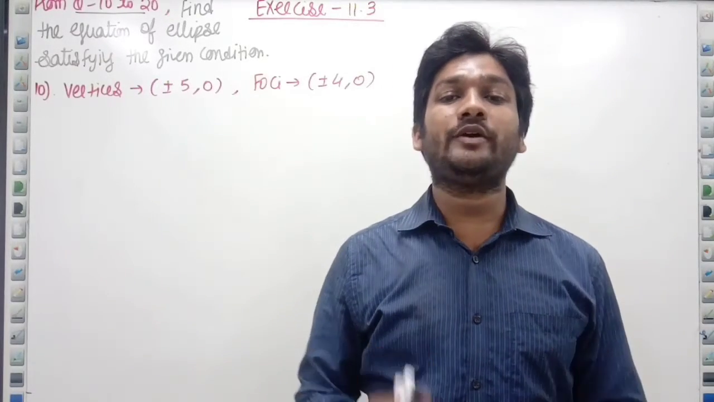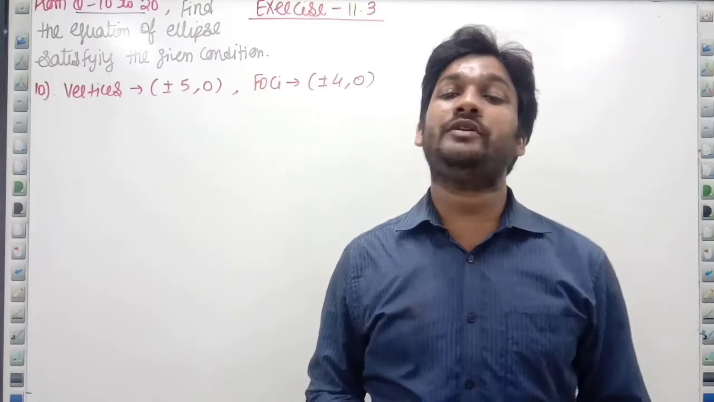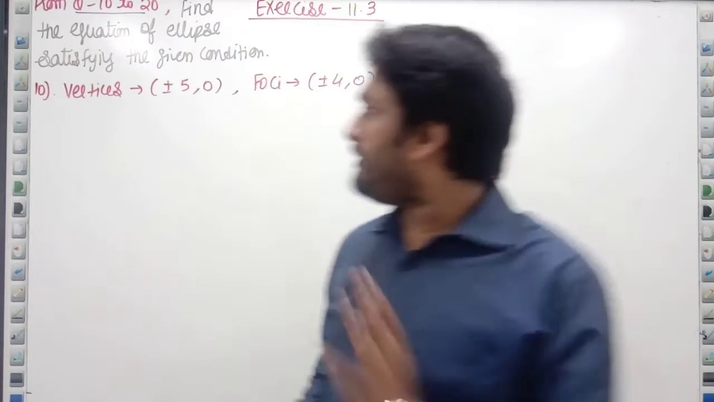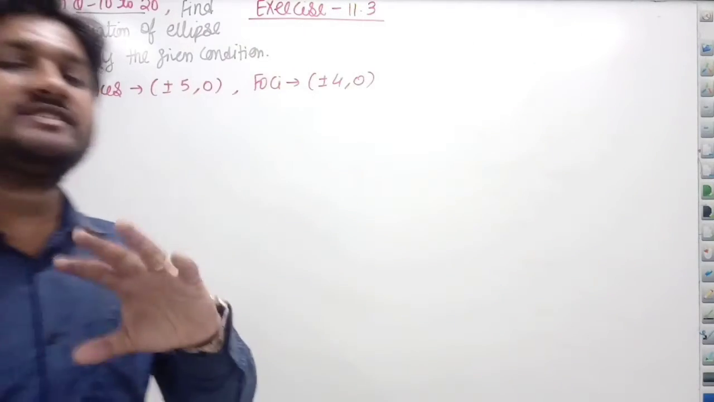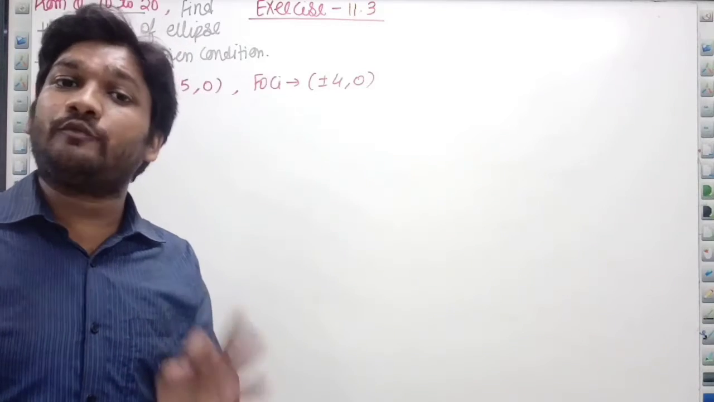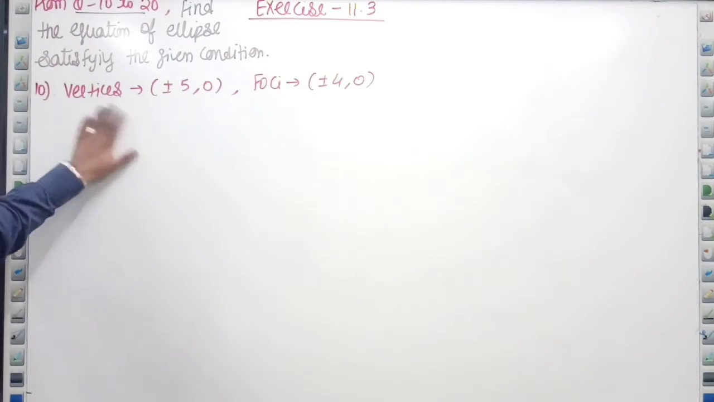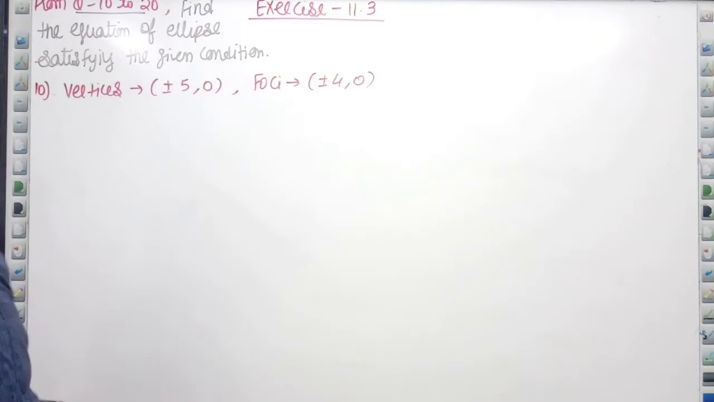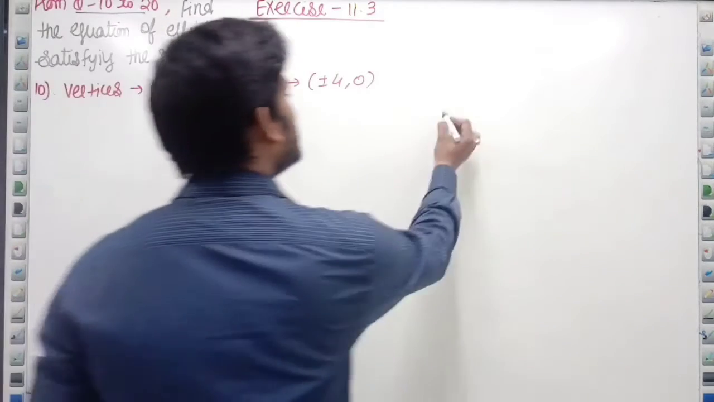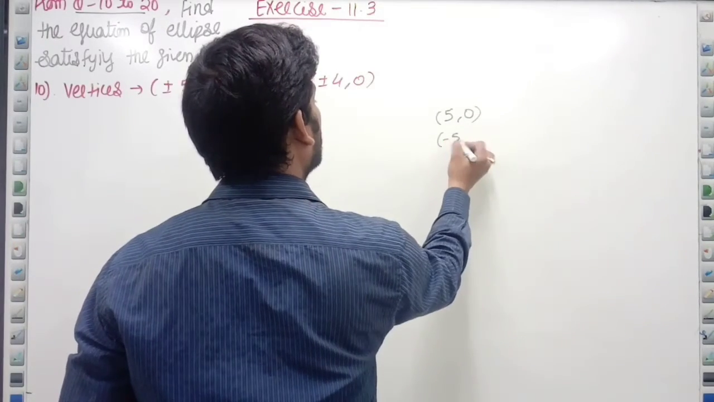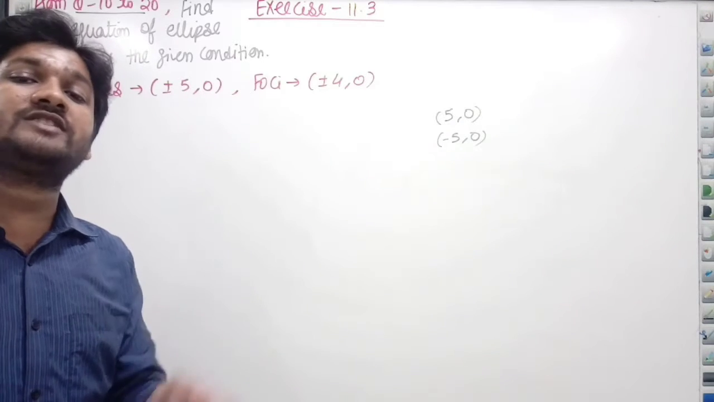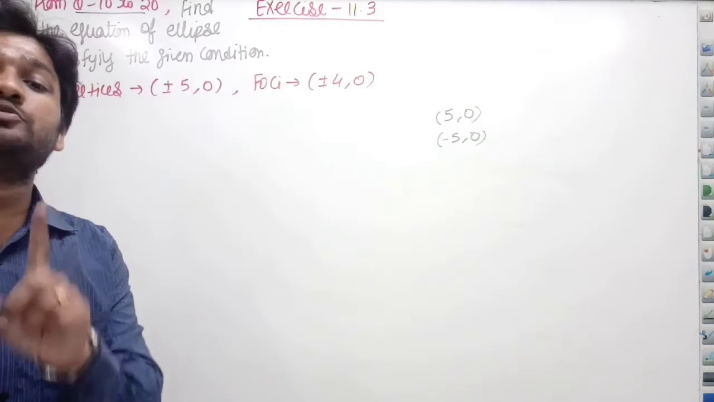In this video I am going to discuss exercise 1.3 solution of question number 10 to question number 20. In all the questions we will be having some condition, and based on the condition we need to find the equation of ellipse. The first question we have vertices and foci given, right? Vertices plus minus 5 comma 0, and foci is plus minus 4 comma 0. In every question we'll first identify the center.